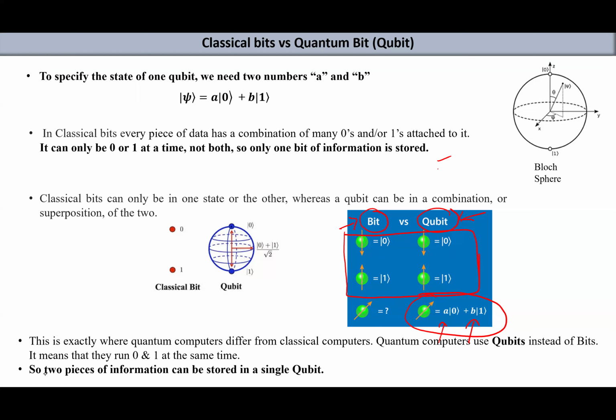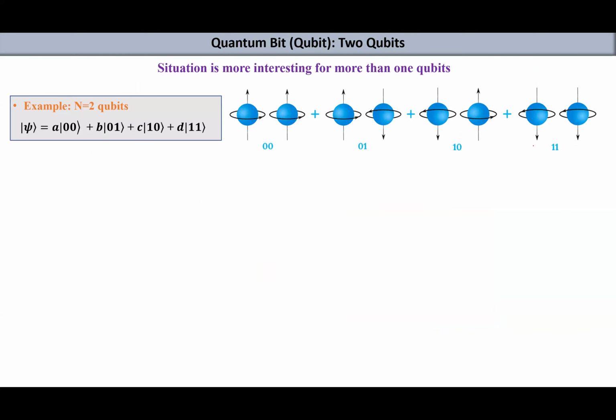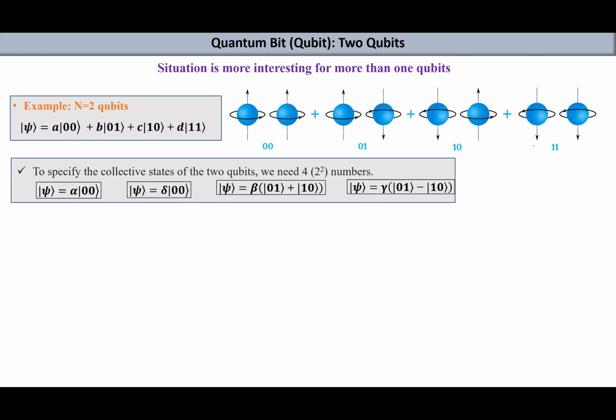So I'm writing here that 2 pieces of information can be stored in a single qubit, whereas in a single bit, you can only store 1 bit of information. Now the situation you can see is becoming more interesting, and we will talk about this tensor product when I come to it.